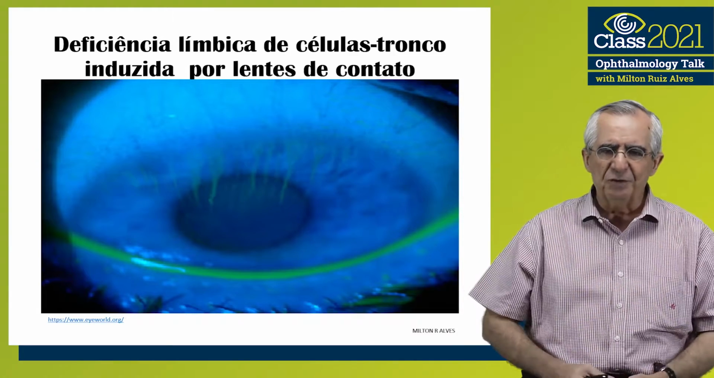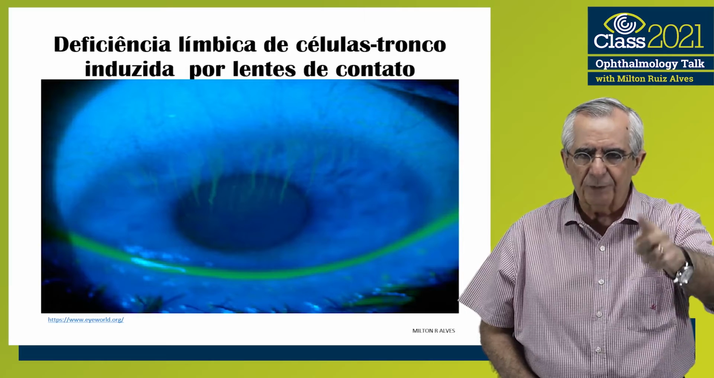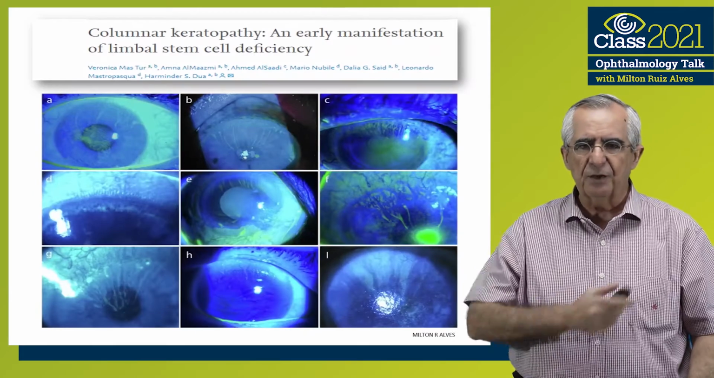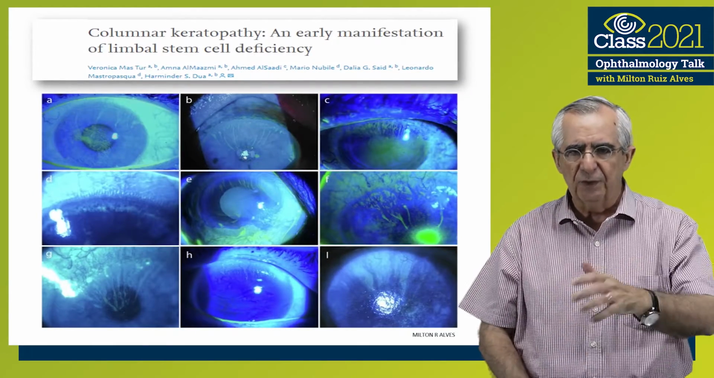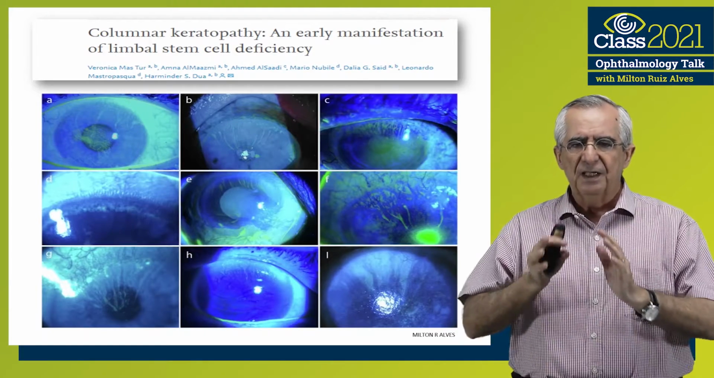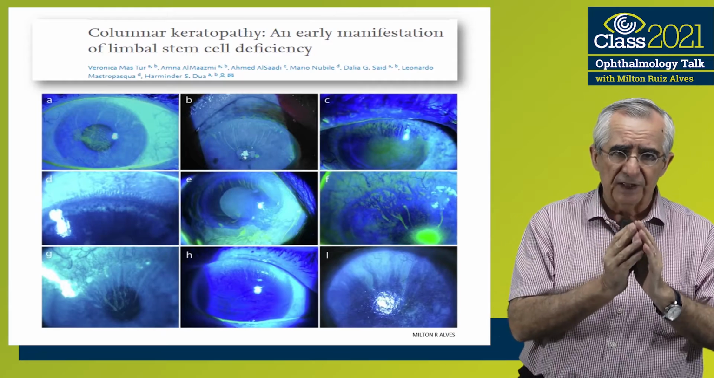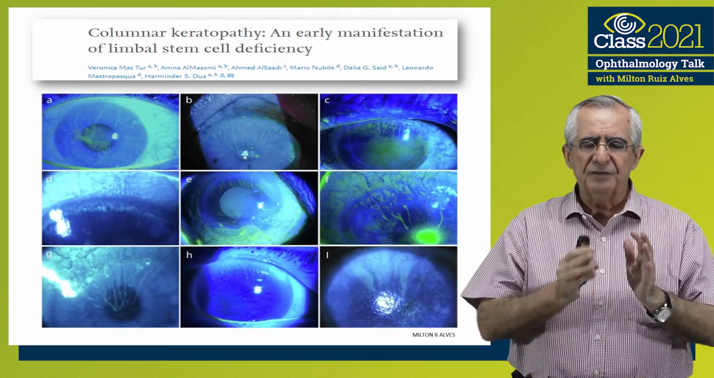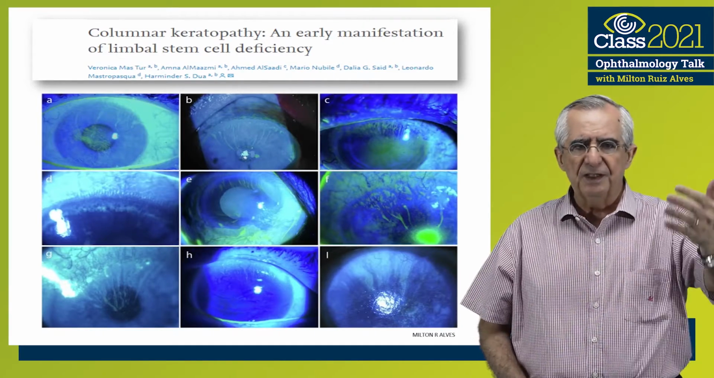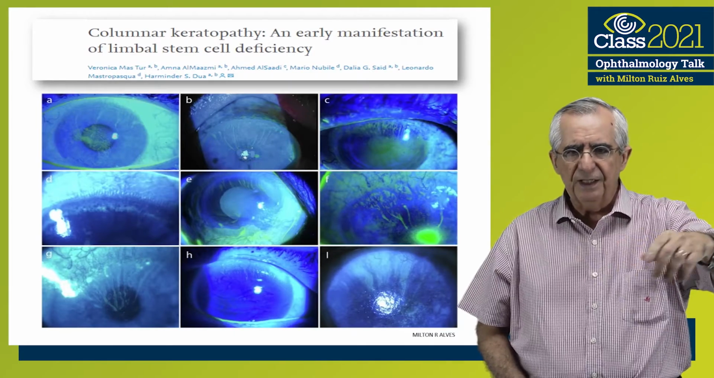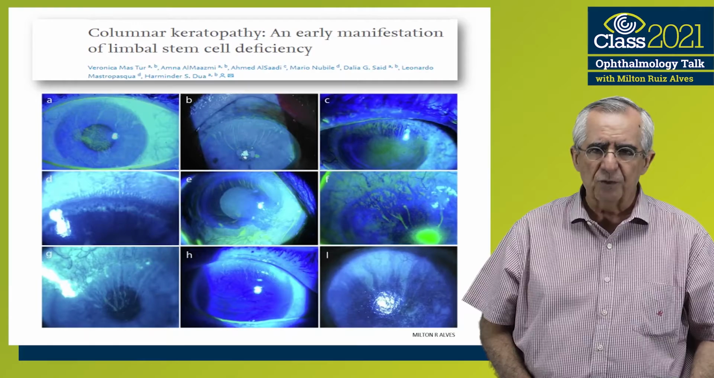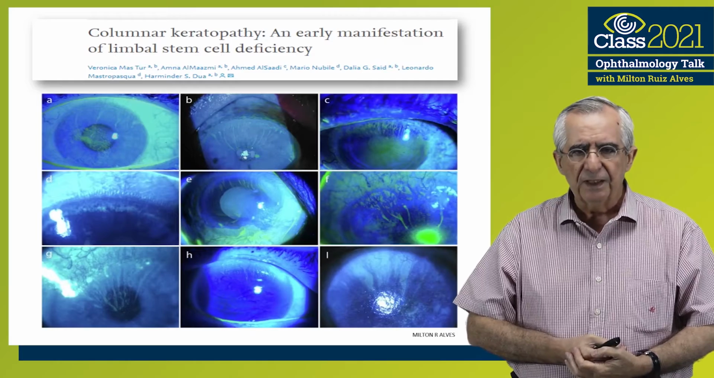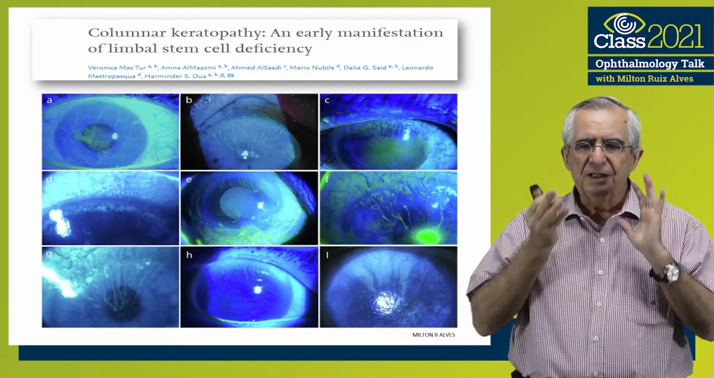And an aspect that we are going to draw a lot of attention to, which is columnar keratopathy. And by the way, this is the aspect that I am going to push now. This is a study by Dewar and his collaborators, which had already described columnar keratopathy as an early manifestation of limbal stem cell deficiency. And we can see in figures A, B, C to I that show several examples of columnar keratopathy, which are very, very visible. A, B, J, for example, these are signals of stem cell deficiency.